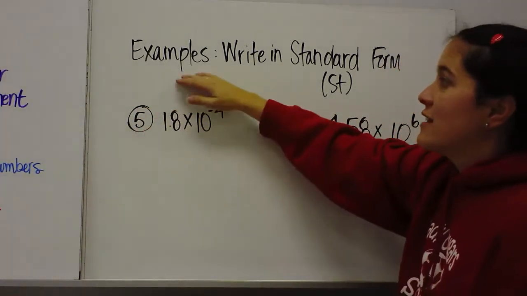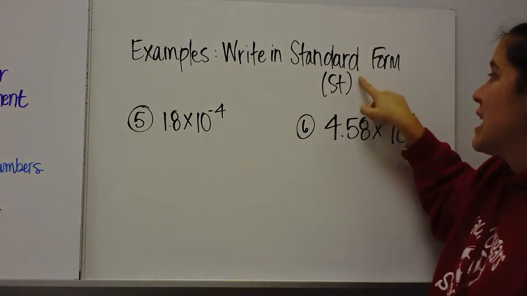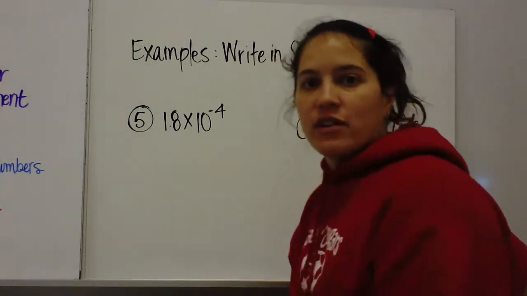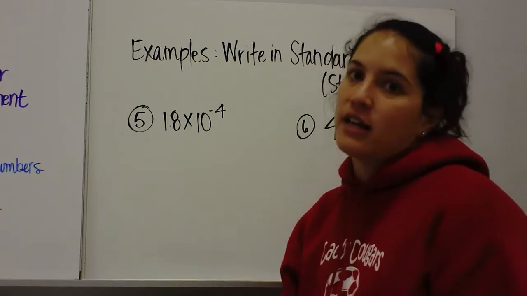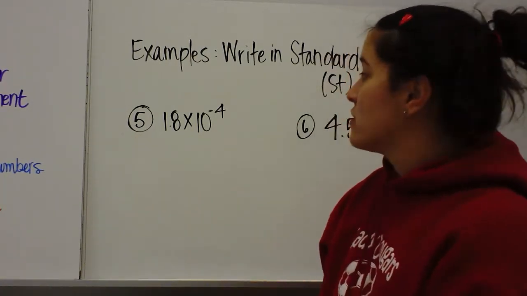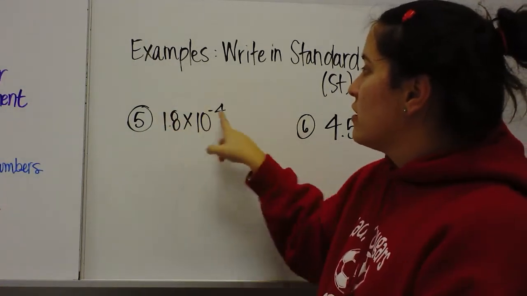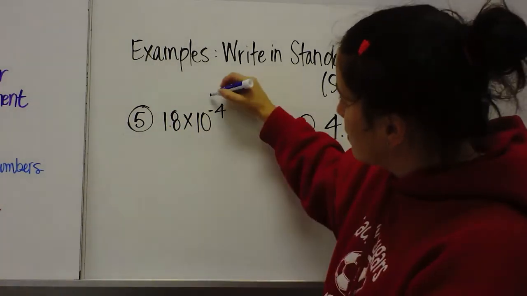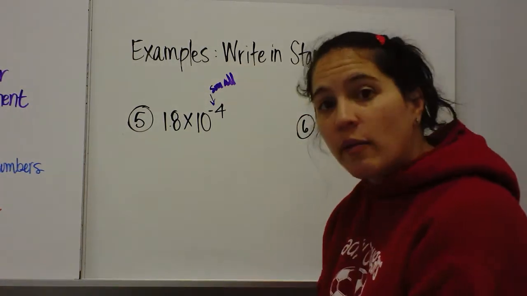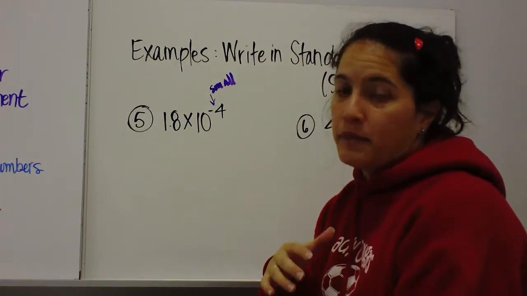Okay. The next set of examples are writing in standard form, ST for standard. Sometimes you're going to have the number in scientific, and you need to write it in standard form. So let me show you how basically you're just doing it backwards. Right here, number 5, I have a negative exponent. So I know I have a really small number. That's the first thing you pay attention to. Is your number going to be big or small?